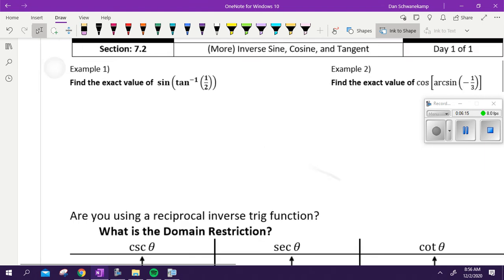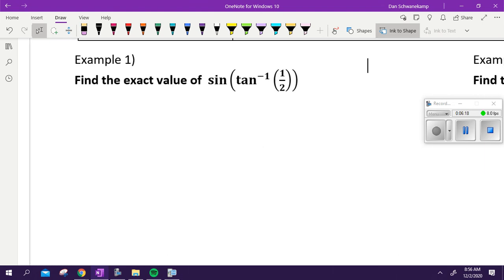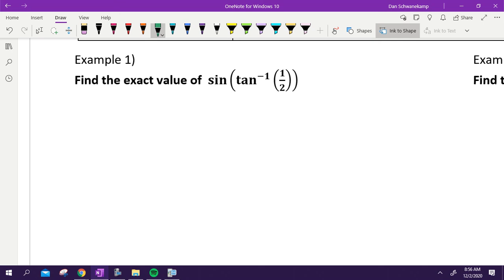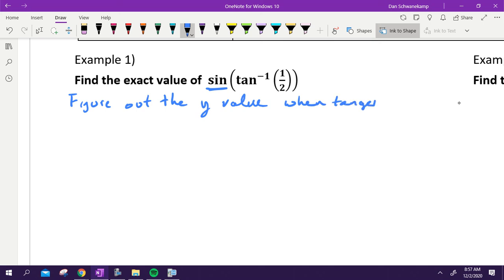Here we go. Example 1. We are doing composite functions again. It looks a little bit different. Find the exact value of sine of inverse tangent of 1/2. So think about what this means. You are asking the question: figure out the y value when tangent is equal to 1/2.